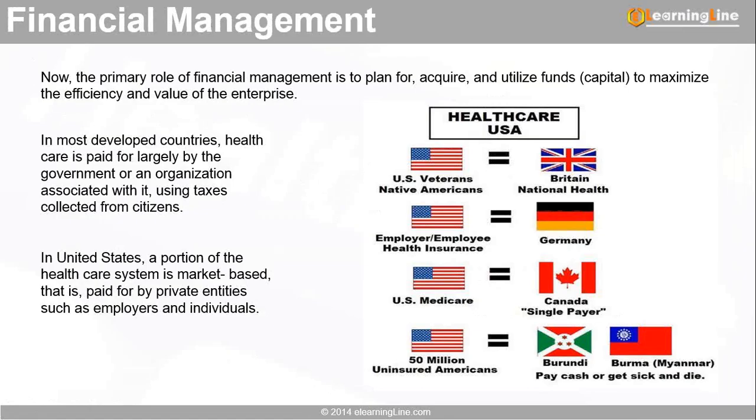In most developed countries, healthcare is paid for largely by the government or an organization associated with it, using taxes collected from citizens. In the United States, a portion of the healthcare system is market-based, that is, paid by private entities such as employers and individuals. So why is it private? Because here we have a concept of employer-based insurance, which is not that organizations.